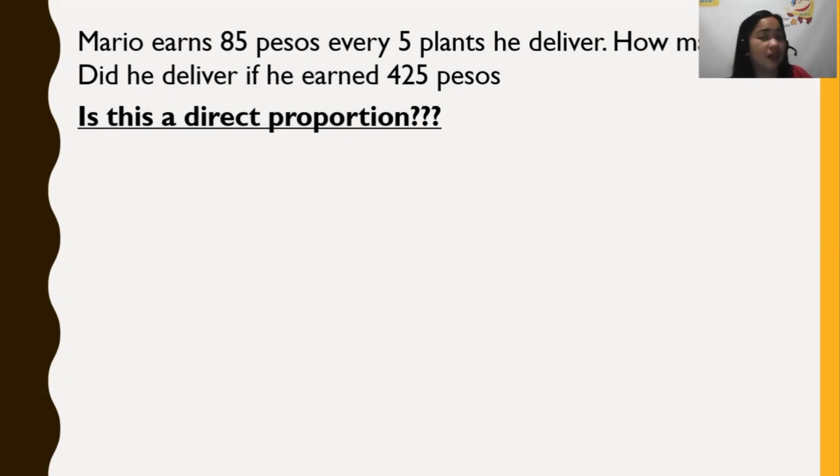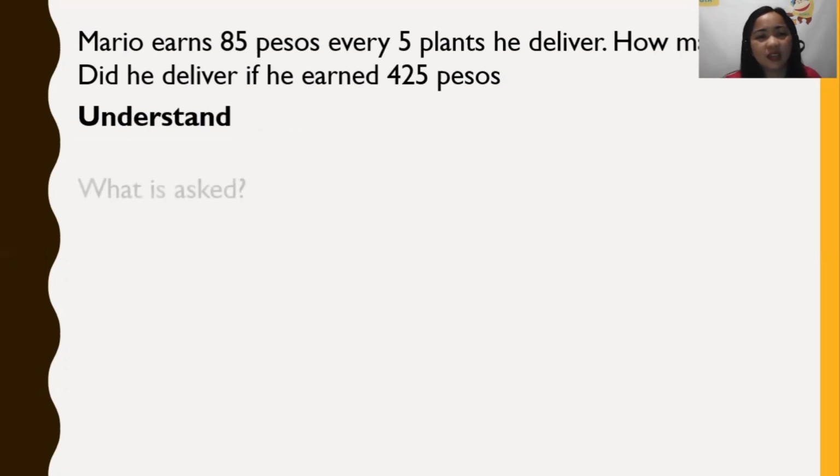What do you think? Is this a direct proportion or not? Yes, it is a direct proportion. Kasi habang dumadami yung nade-deliver niyang plants, lumalaki yung kanyang earnings. Kapag kakaunti naman yung na-deliver niyang plants, maliit yung kanyang earnings. Kasi yung kanyang earnings base sa bilang ng plants na dinideliver niya. So this is a direct proportion.